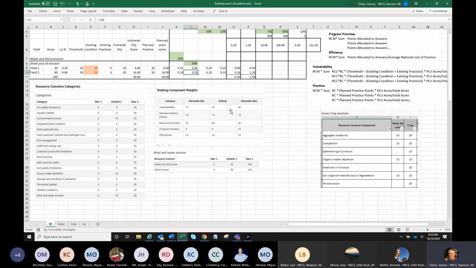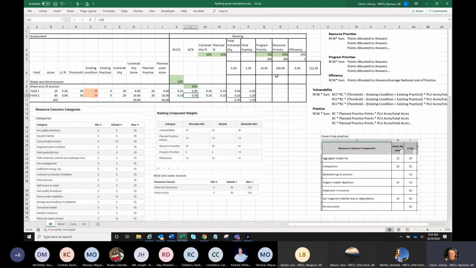But some of these are kind of limited on how much you can change them. The plan practice, you can't change at all. The efficiencies, you can't change at all. Resources, you can go from 20 to 60. Program, 5 to 15. So it kind of gives you an idea of these percentages and how those add up.